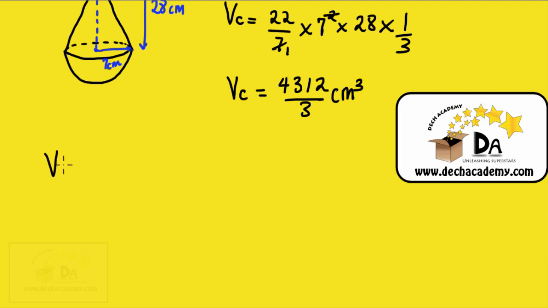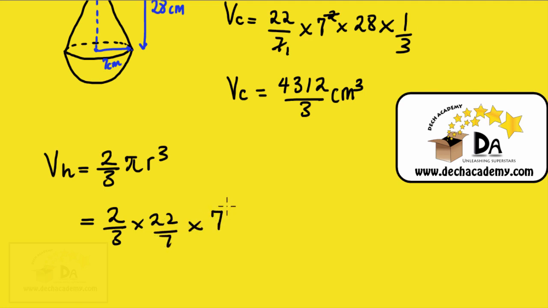The volume of any hemisphere is always equal to 2 over 3 pi r cubed. We know that the radius of this hemisphere is 7 centimeters, so the volume of this hemisphere is 2 over 3 times 22 over 7 times 7 cubed. And evaluating this using a calculator gives 2,156 divided by 3 centimeters cubed.